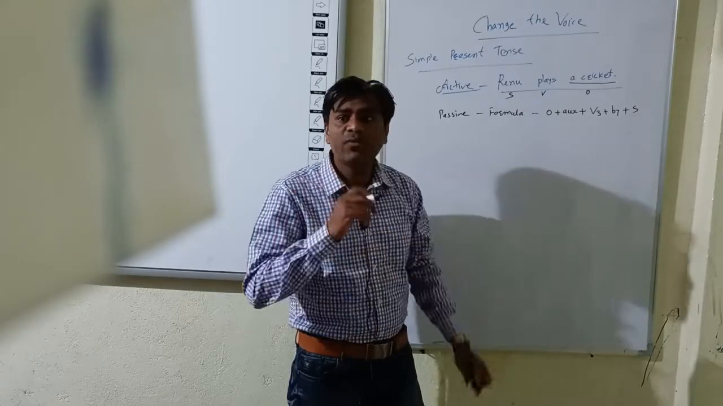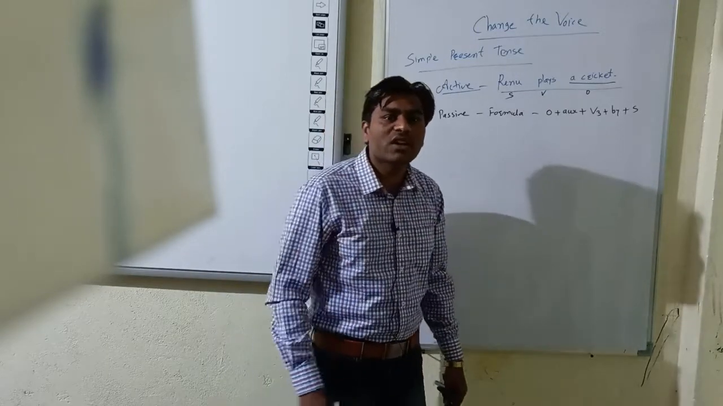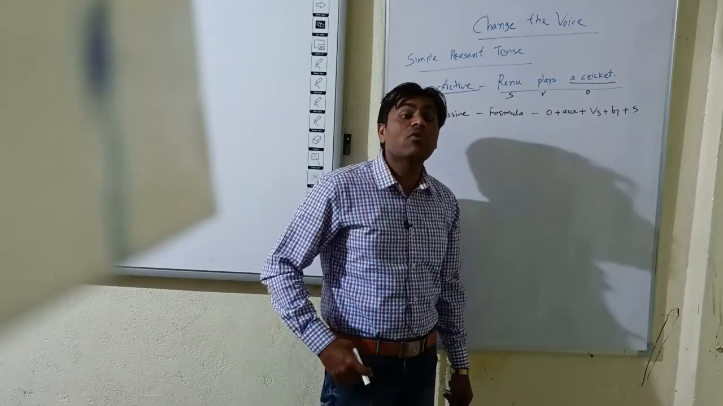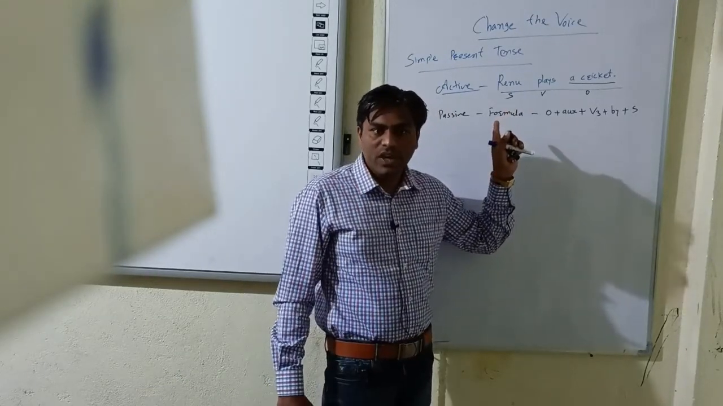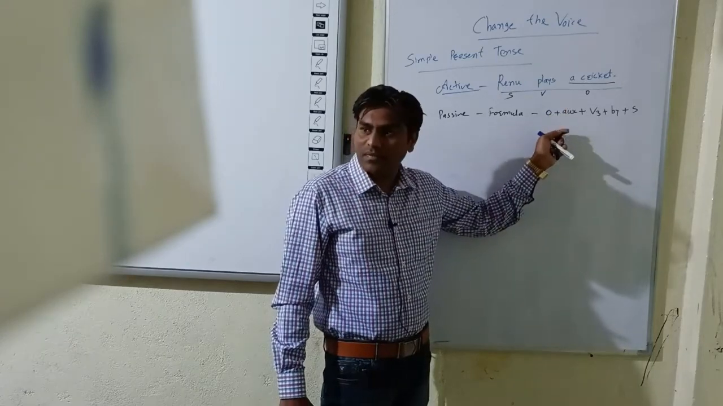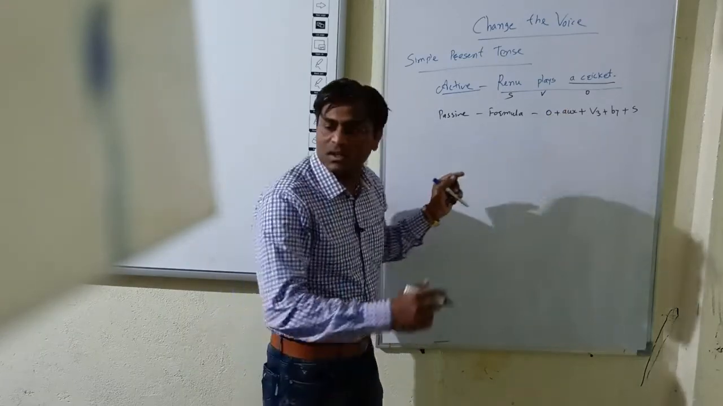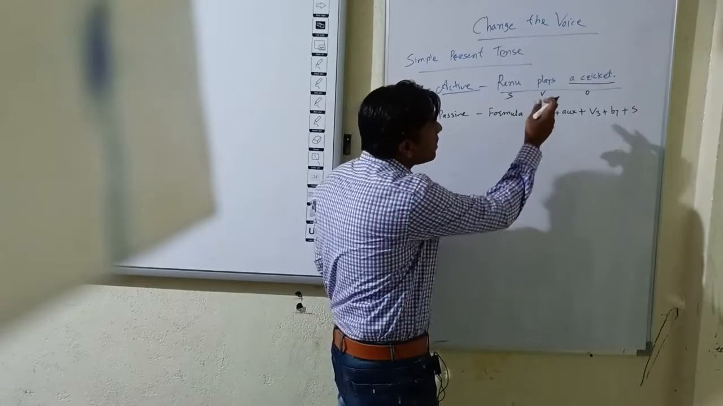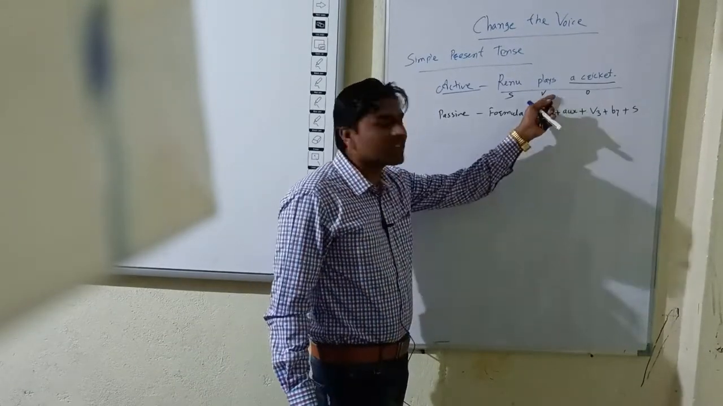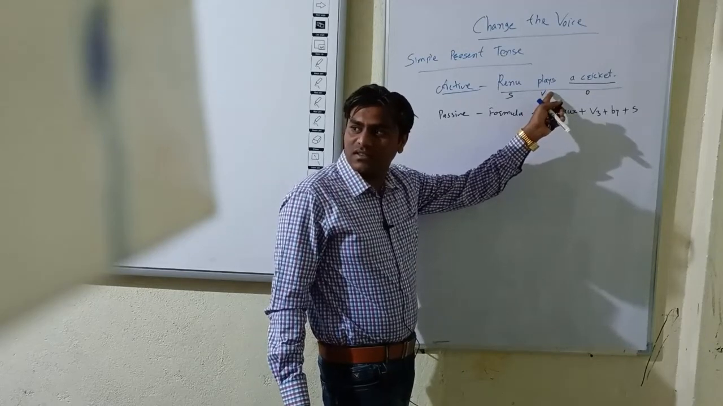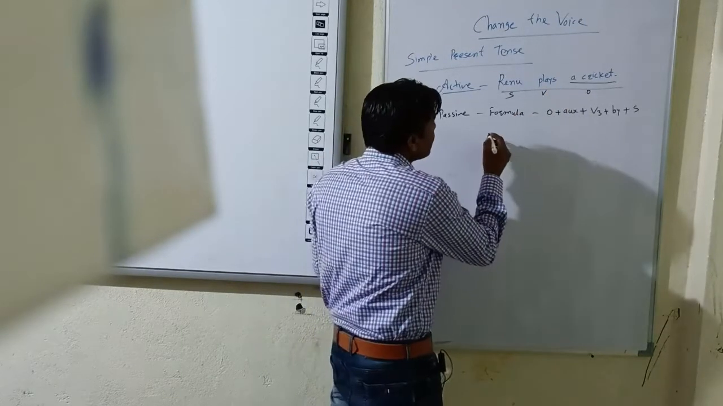Now, if we want to make this sentence into the passive, how can we make it? Here is the formula. Bhakti, the action starts from the subject. Okay. How can we make the passive sentence of this? Cricket is played by. Okay.